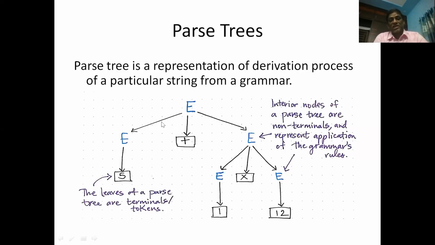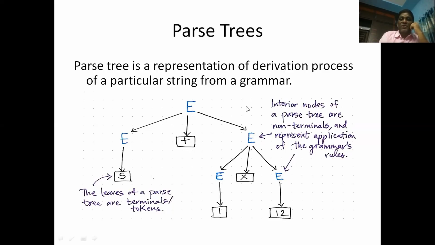Then let us say first I have used E implies E plus E, which will be represented like this. For every symbol, there must be a path represented properly. And then the first E is replaced with the 5. Plus is the same, it is the terminal. And the second, rightmost E is replaced with E star E. And finally, this E is replaced with 1. And the last E is replaced with 2.